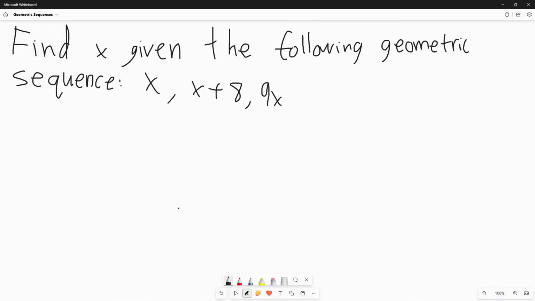Let's do some practice problems. This problem is very similar to one that I did in the arithmetic sequences video, and if you haven't watched that one, I suggest you go watch it. But if you think you can do this problem by yourself right now, then pause the video and try it.